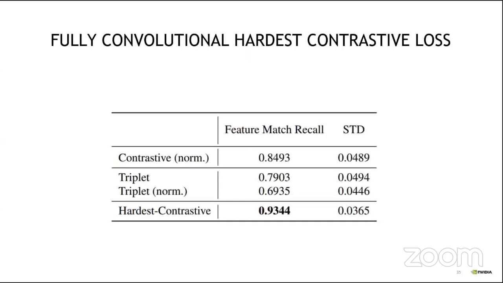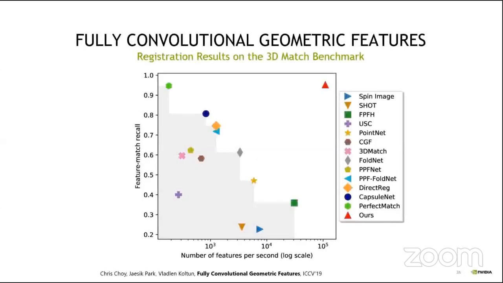Experimentally, we train networks with and without the hardest negative mining until convergence and show that hardest negative sampling improves the registration recall by a large margin. We also compare our method with all 3D geometric features on the 3DMatch benchmark and plot the feature extraction speed on the x-axis and the feature match recall on the y-axis. Note that learned features must sacrifice speed to get good accuracy, and some hand-designed features must trade off accuracy for speed. But our features, FCGF, outperformed all baselines while being the fastest.